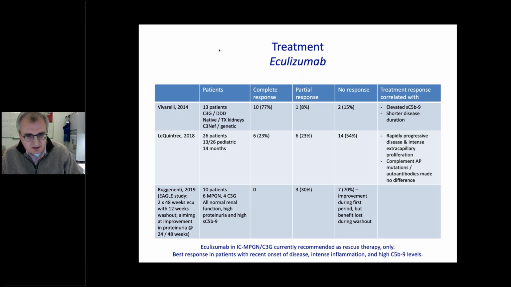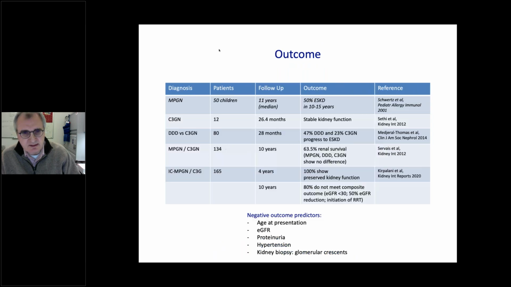So with that, eculizumab in C3G and IC-MPGN is currently only used as a rescue therapy and cannot be recommended as a first-line medication. And the best response seems to be found in patients with recent onset of disease and a strong inflammatory component, including high C5b9 levels.